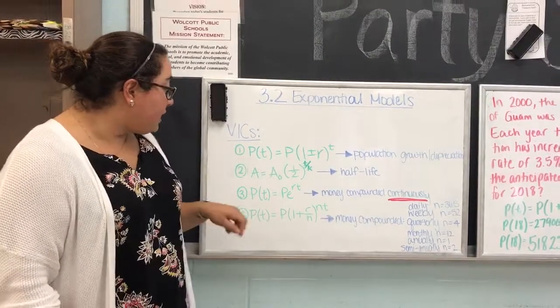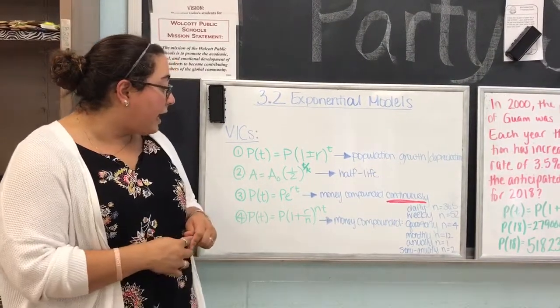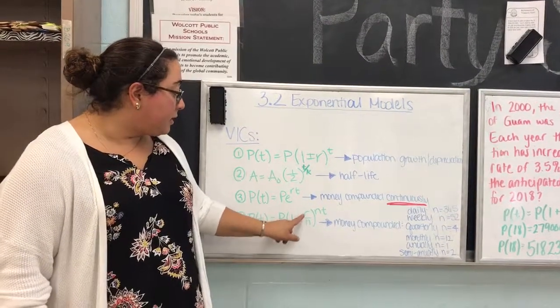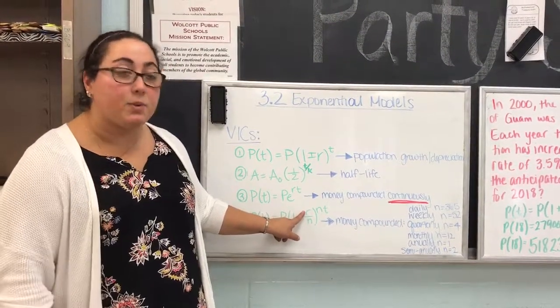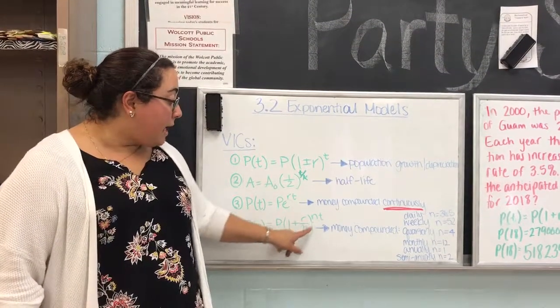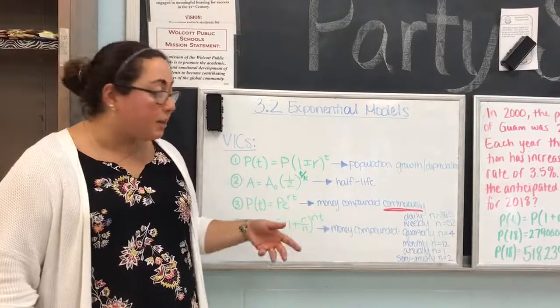The last one, P of t is equal to P times (1 plus r over n) to the nt. P is your initial amount, r is your rate, so you're going to change that again to a decimal, over n, raised to that same n times t, with t in terms of years.